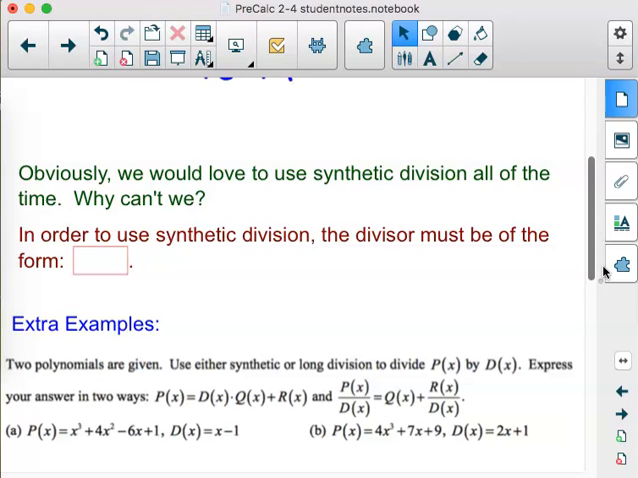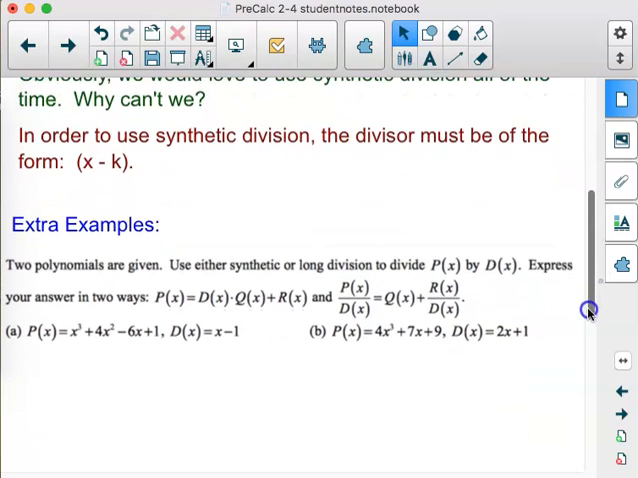Now, obviously, we'd love to use synthetic all of the time, and I talked about this on the last page. The reason that we can't is because it has to be of the form x minus k, and that means we can't just throw out long division. We'd love to. It's like I said before, it's not difficult. It just is time consuming, and you have to be very careful as you go through not to lose anything. So we can't use synthetic all the time. That's the major point, and that means we still have to know about long division.